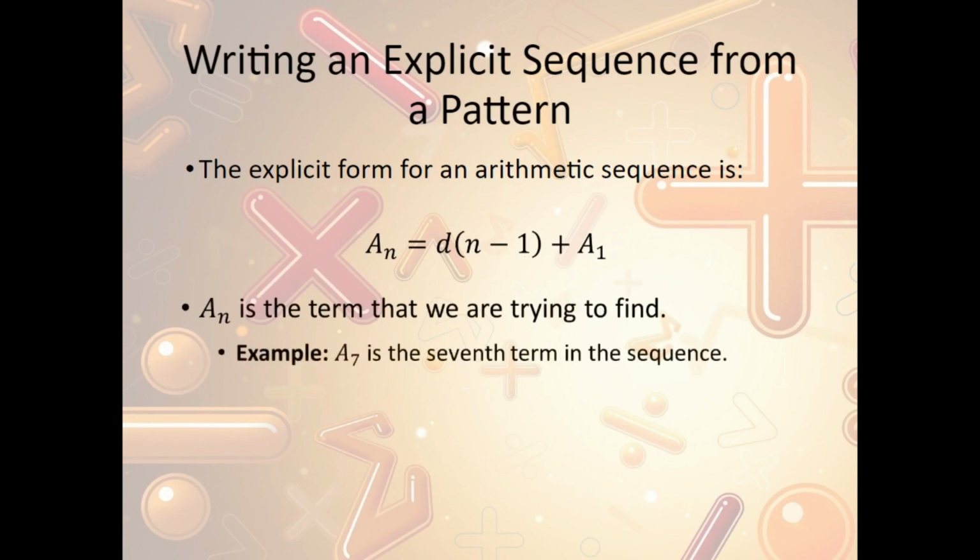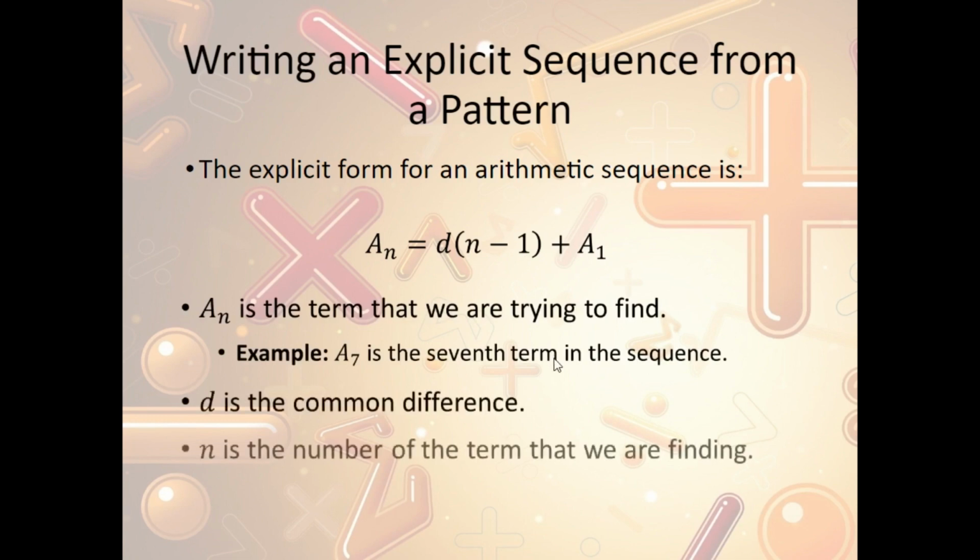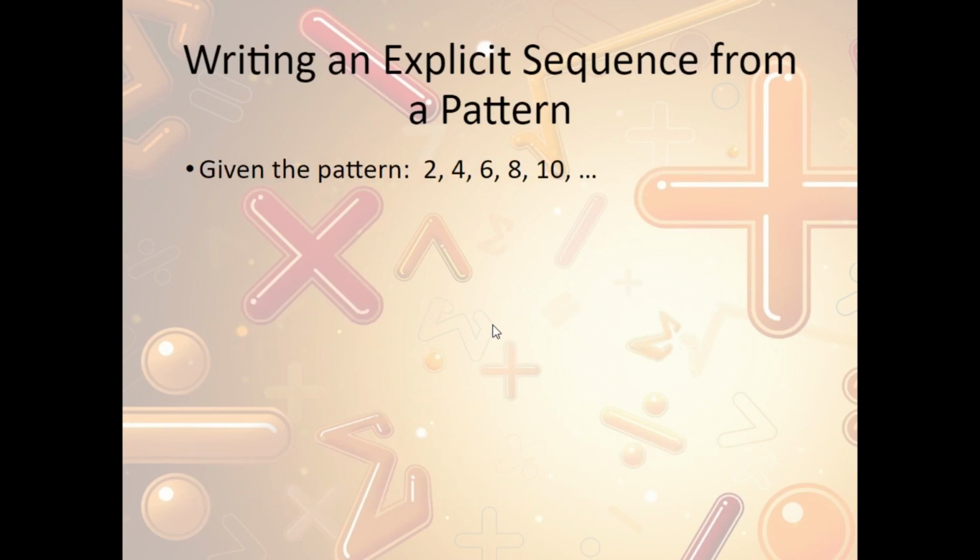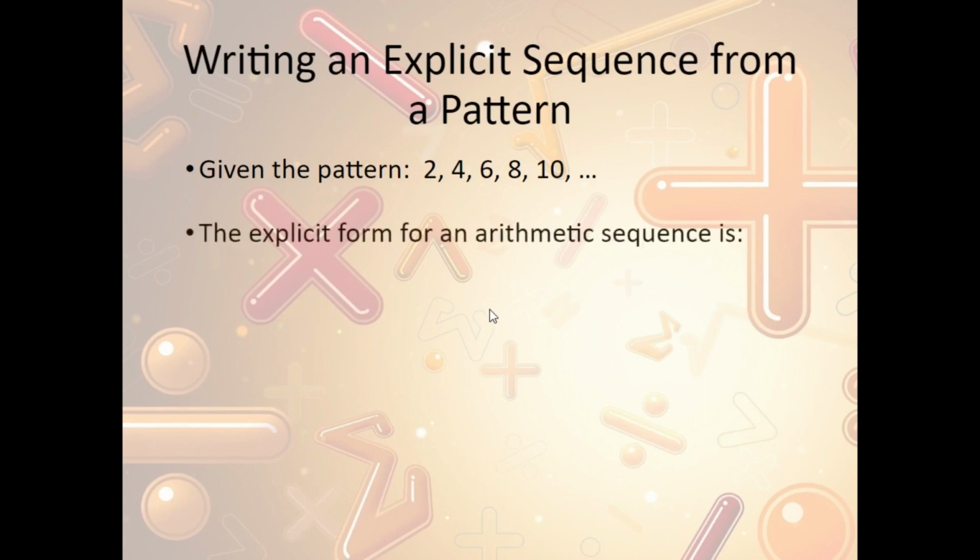So for instance, a7 is the 7th term in the sequence. d is the common difference. n is the number of the term that we're trying to find. And a1 is the first term in the sequence. So let's look at an example. We have a pattern here, 2, 4, 6, 8, 10. The explicit form then is a sub n is equal to d times n minus 1 plus a1.